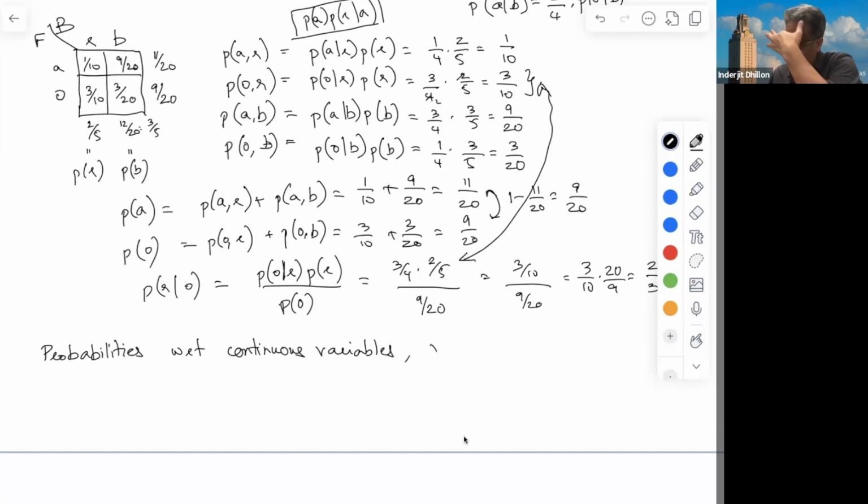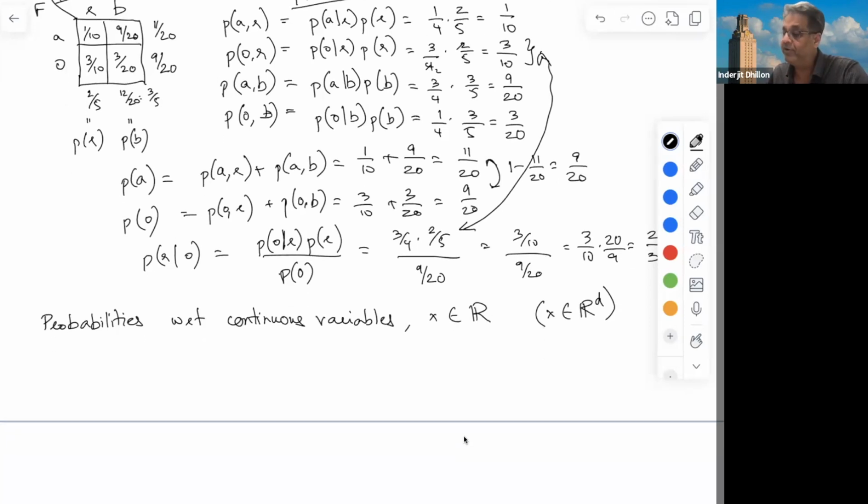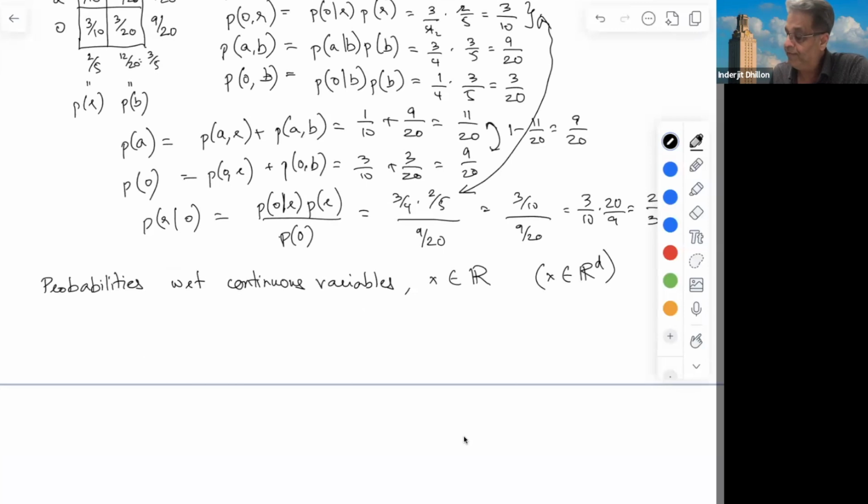Okay, so we'll have X belongs to R. So right now, let's take either X belongs to R, or later on, we'll see that we'll actually look at where the continuous variable is D-dimensional. Okay. So we have something called the PDF, which is the probability density function.